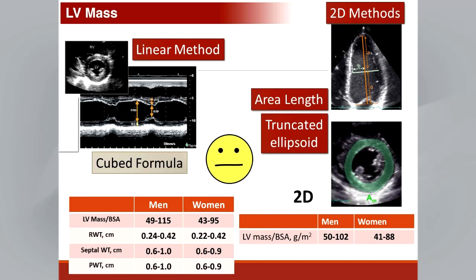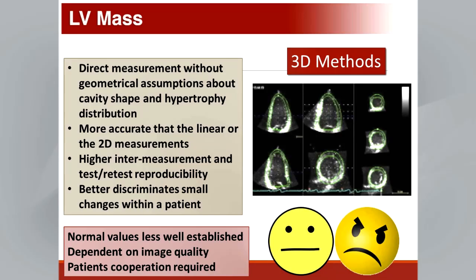So therefore, we are unable to provide you with a recommendation for reference values. When you look at the cubed formula values and the 2D formula, the area-length of the truncated ellipsoid, 2D has slightly lower values. So if you take a patient, you cannot compare using the cube formula and then use the 2D formula another time, because these are not interchangeable.